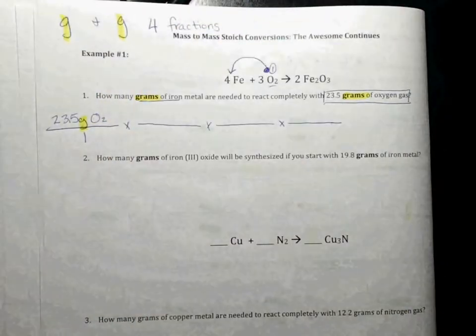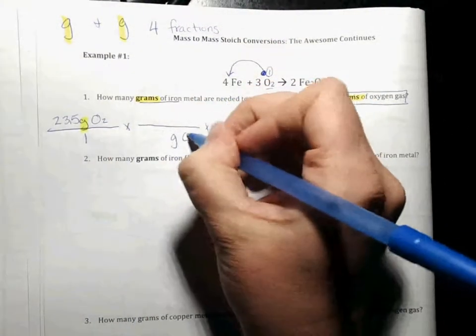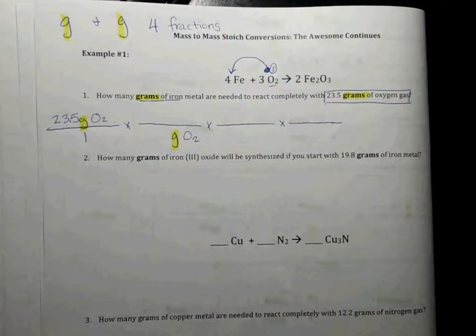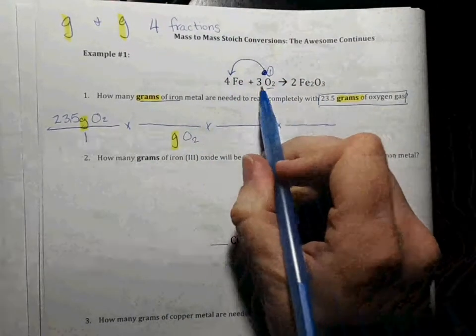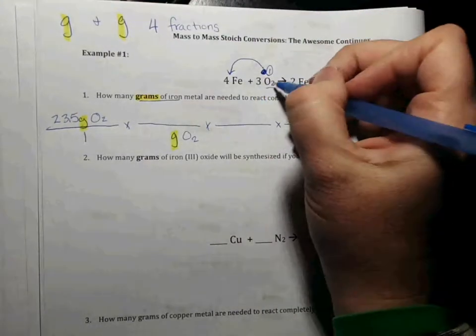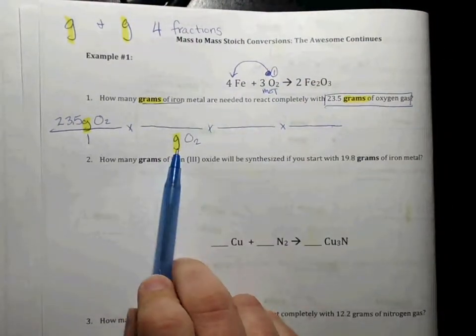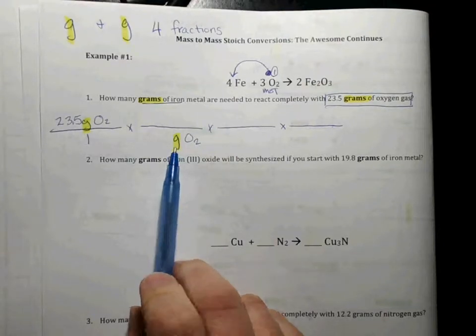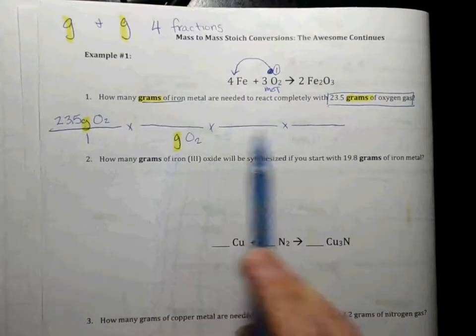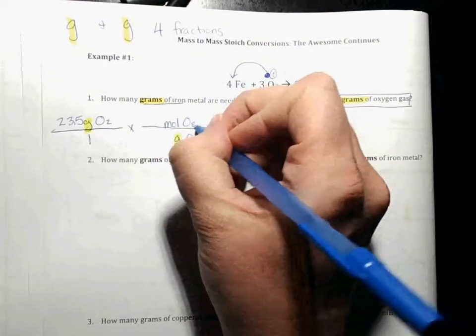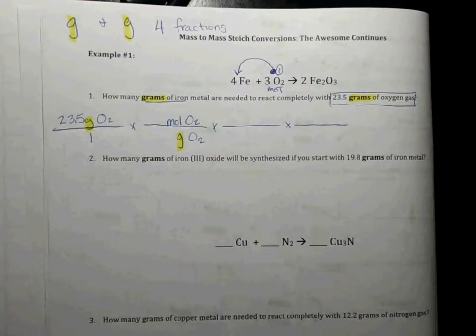I know that what goes up must come down, so grams of O2 will move down to the bottom as well. I cannot get on my bridge yet, because this bridge is a number of moles, and I don't have moles of O2, I have grams of O2. So before I can get on the bridge, I need to end up with moles of O2. I don't have them yet, so I'm going to have to turn this into moles first before I can do anything else.